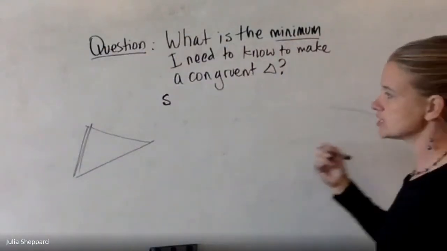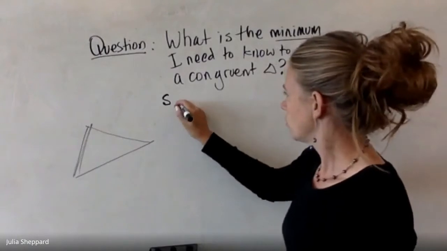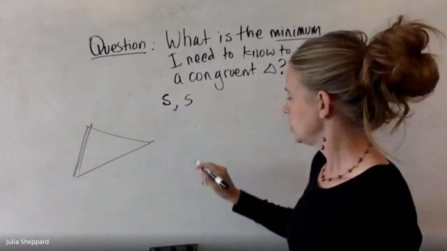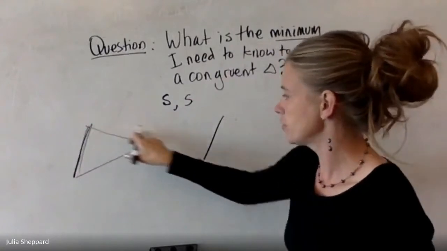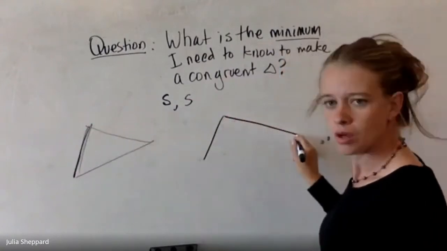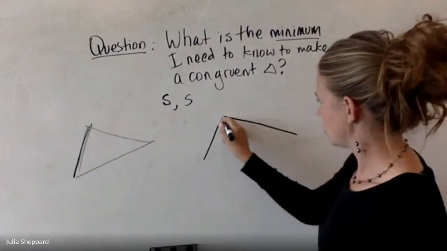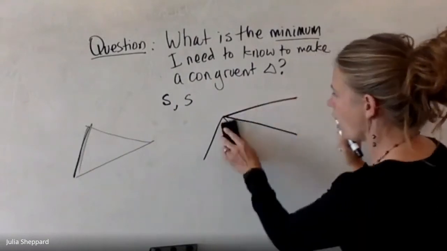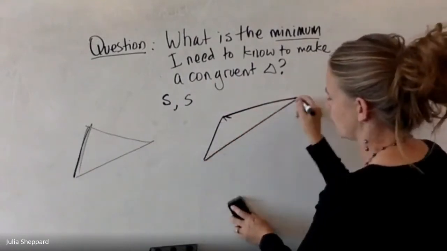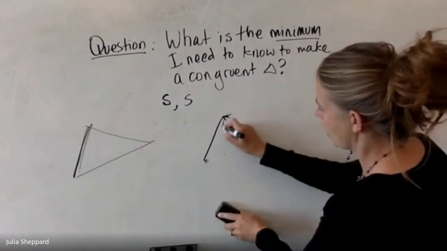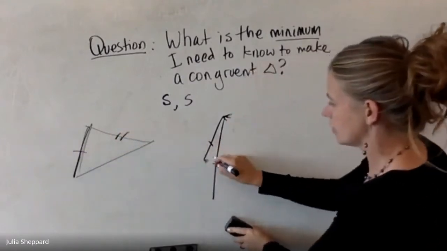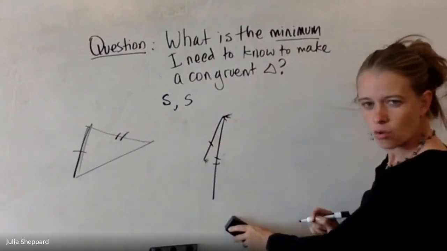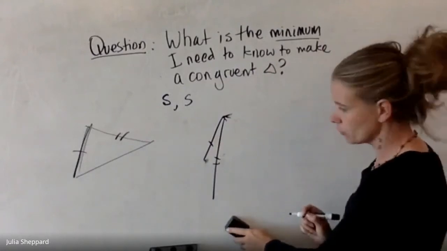Okay, so let's say we had two sides, right? A side and a side. So maybe I give you one length that is this, and I give you this other length here. Well, does it go here? Does it go here? All of these lengths, I can make a triangle out of. I can put one here, I can put one here, where these are the same length, right? So that's not enough either.